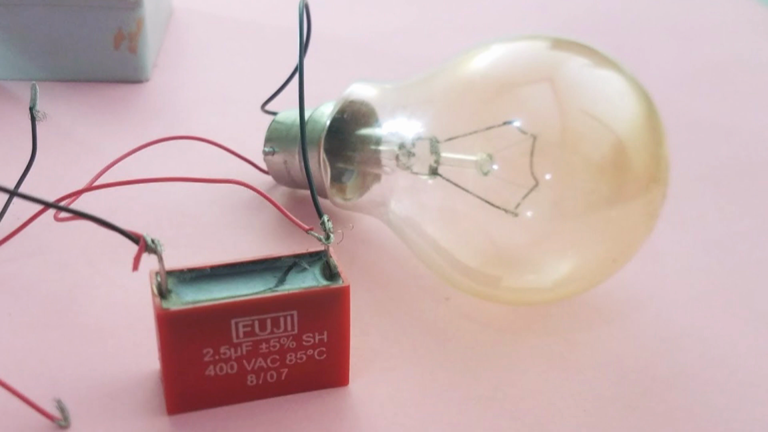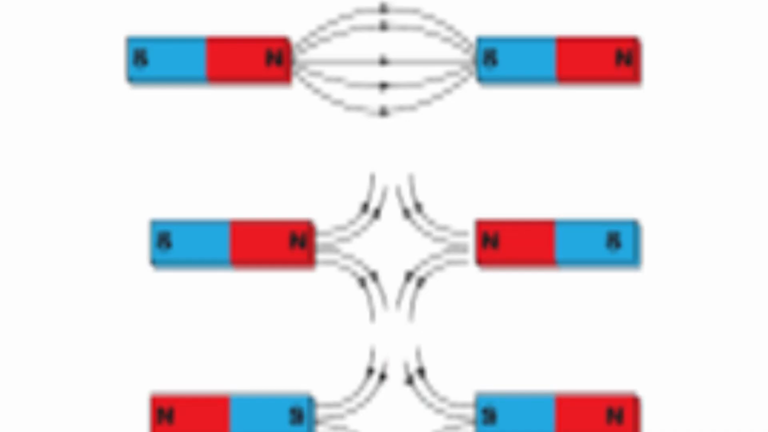As you know, I want you to know that the negative and the positive side of the capacitor also work the way a magnet works. If you have ever seen a magnet, the like poles repel and then the unlike attract.